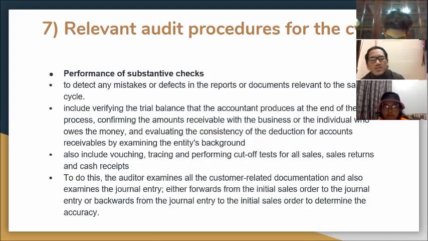To do this procedure, the auditor examines all the customer-related documentation and also examines the journal entry, either forward from the initial sales order to the journal entry, or select backward from the journal entry to the initial sales order, to determine the accuracy.